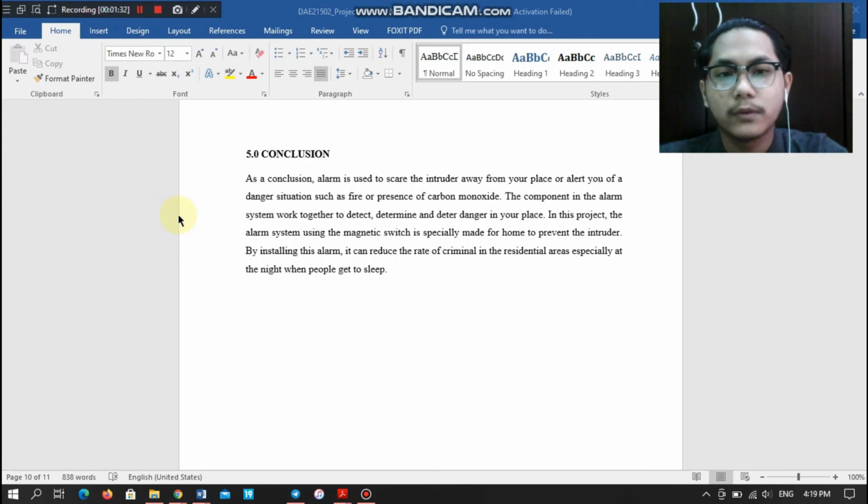So when the door or the window is opened, the alarm will trigger the buzzer to make a loud sound, where the owner and the people will hear it and get up to take a look.